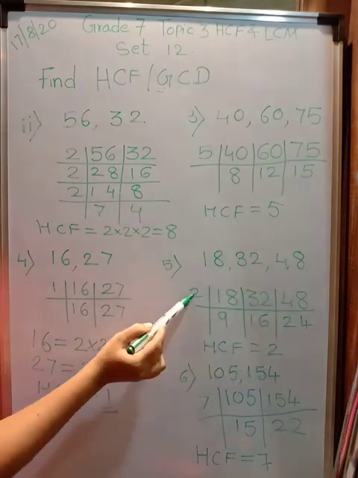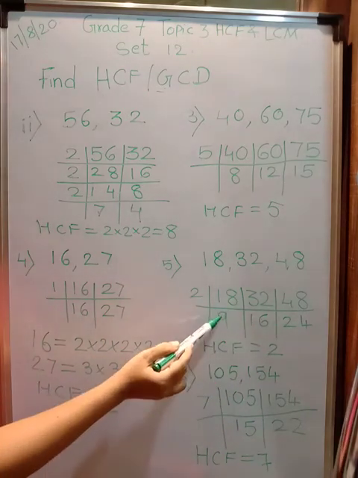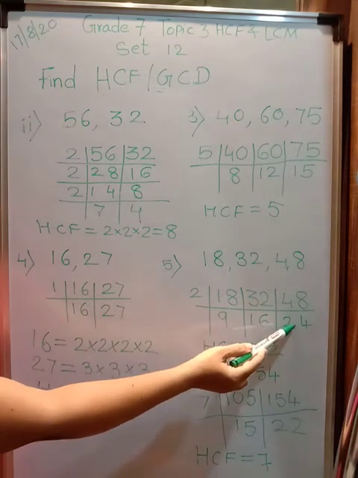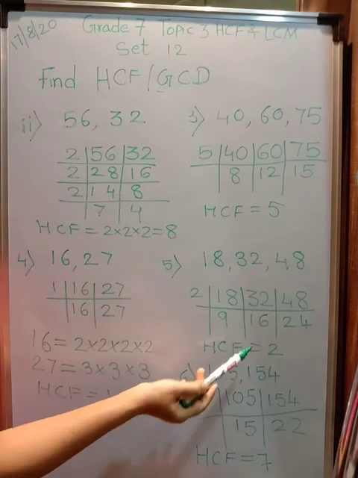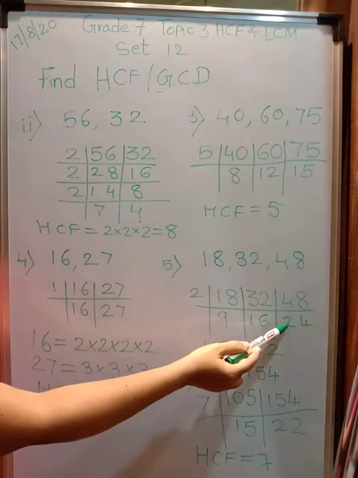Now, look at the 5th problem, 18, 32, 48. All these three are divisible by 2. Then we get 9, 16, 24. Now, 9 is divisible by 3. 24 is also divisible by 3. But 16 is not. 16 is divisible by 2, but these two are not.